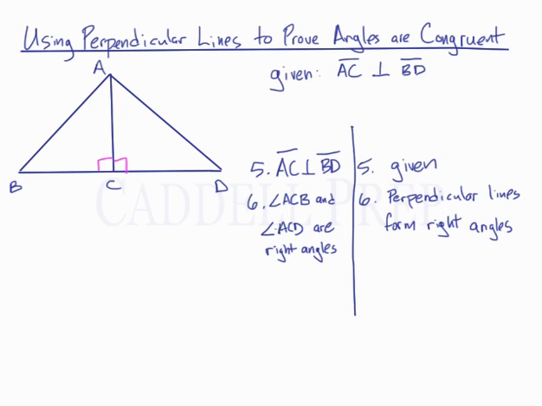After we write that these two angles are right angles, then we can write that they're congruent to each other. So angle ACB is congruent to angle ACD. And this would be because all right angles are congruent.